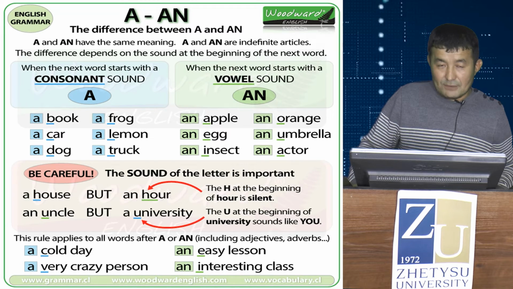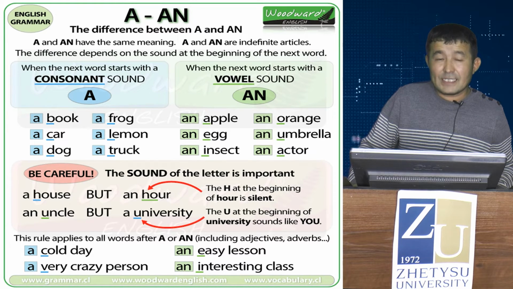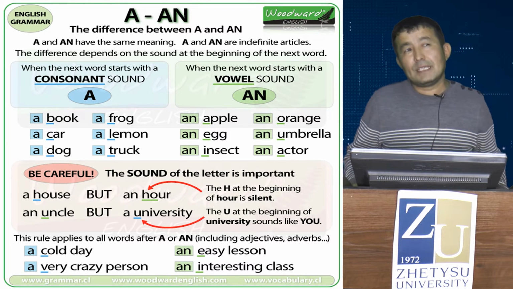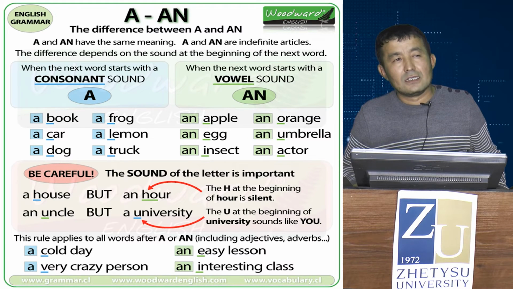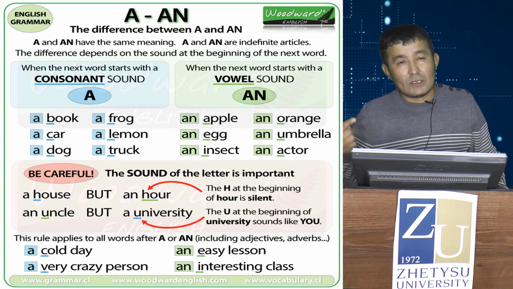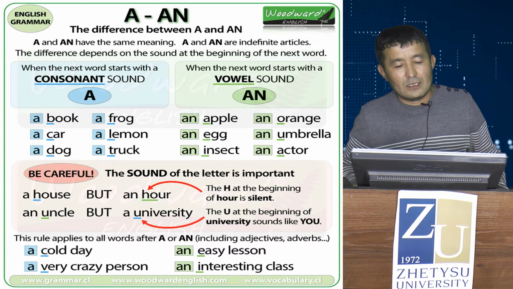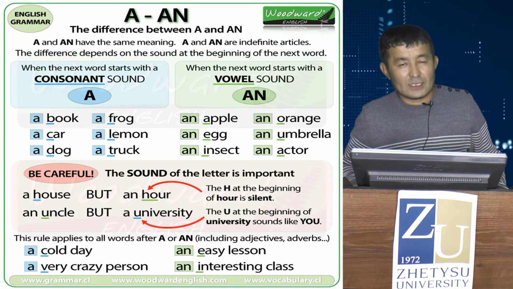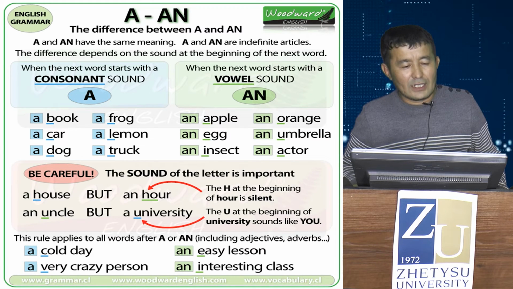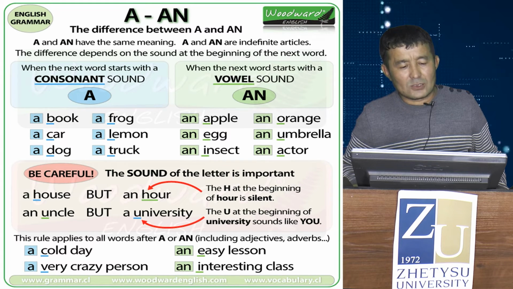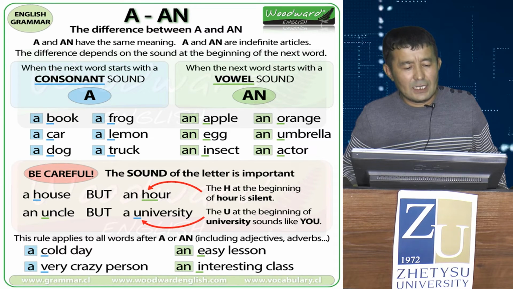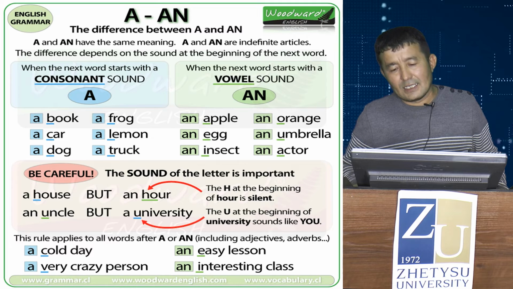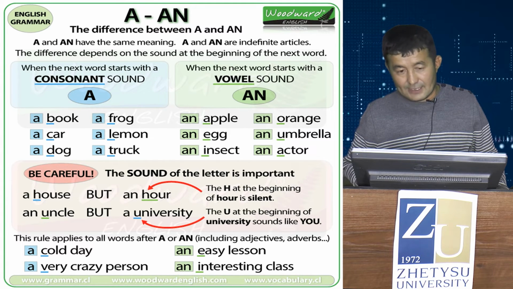For example, a house, it begins with H. Also an hour also begins with H, but here, in hour, we hear only the vowel, so we use an hour. A university, not an university, we use a university. Okay, and this rule applies to all words after a or an, including adjectives and adverbs. A cold day, a very crazy person, an easy lesson, an interesting class.